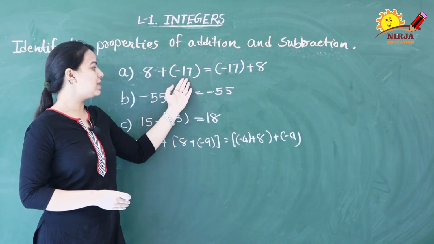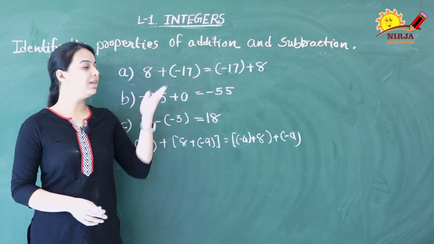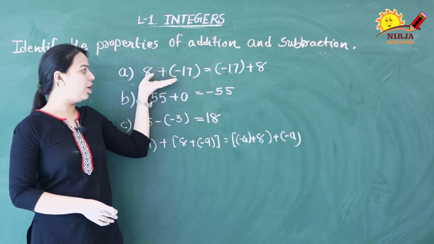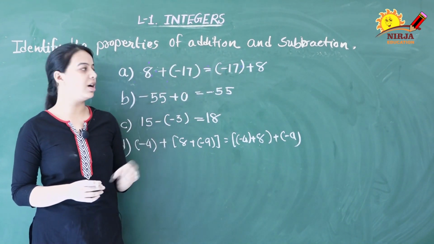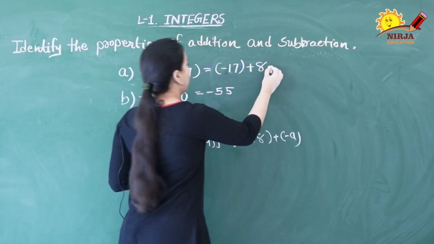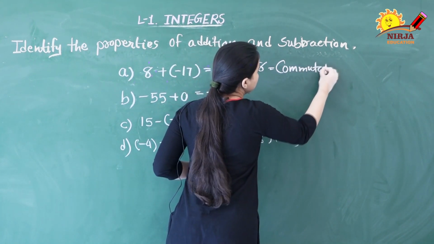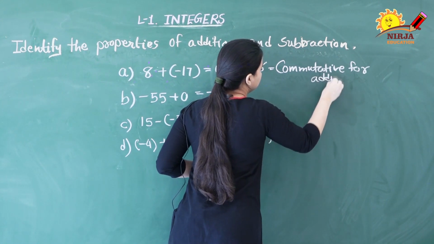8 plus minus 17 is equal to minus 17 plus 8. So in this example, they want to tell that if we change the order, the result will be the same. And this property we just now studied. Which property is this? Commutative property for addition. So here we can state like this: commutative for addition.